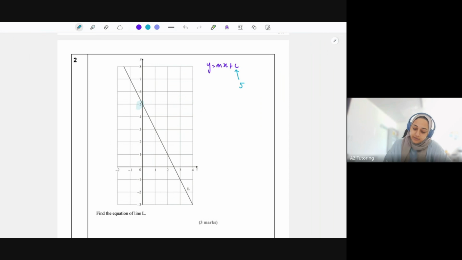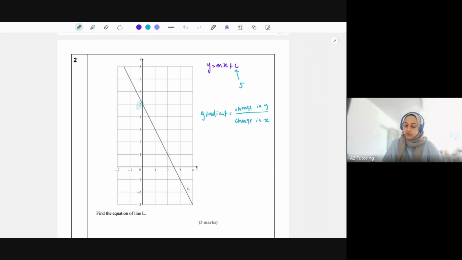To find the gradient, there's a few different things you can do. You can draw a triangle on the graph and then do the change in y divided by the change in x. But the method that I prefer is just choosing 2 points that lie on that line and doing the change in y. Some of you might have seen that as y2 minus y1, over the change in x, which is x2 minus x1. And I'm expecting a negative gradient because it's going downwards.